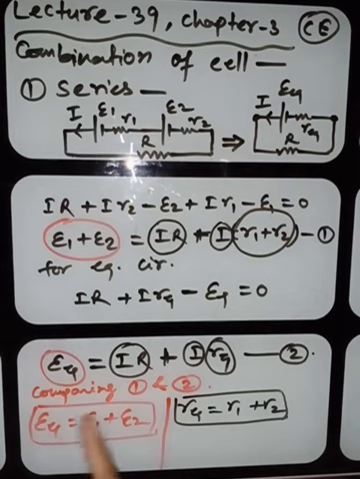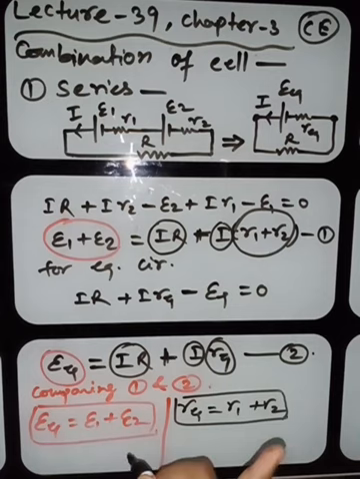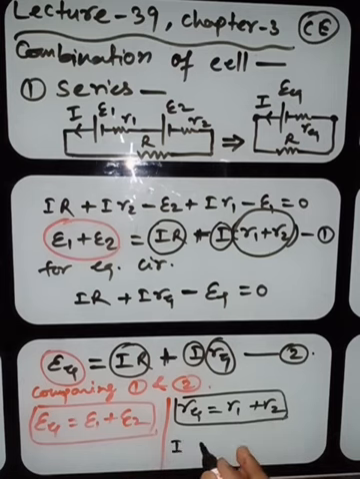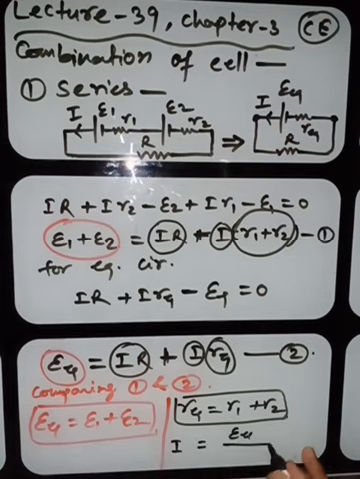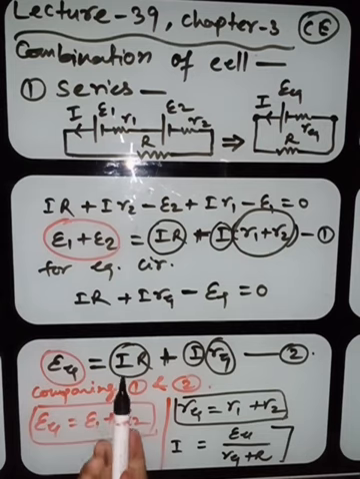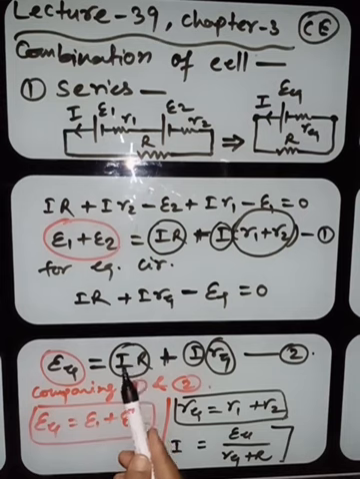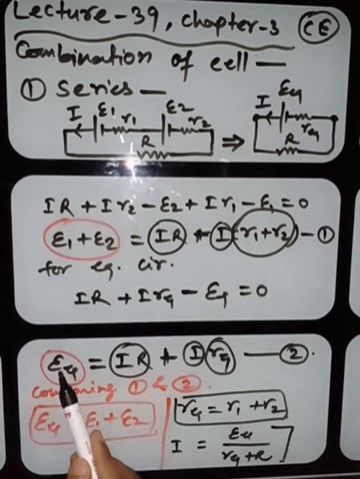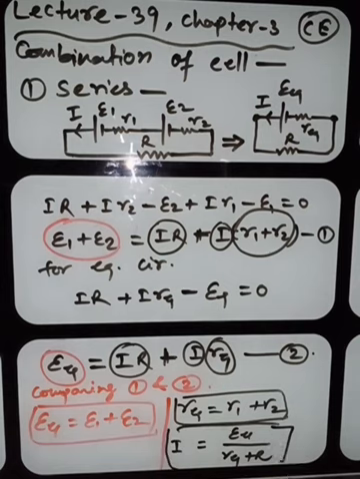If n number of cells you connect, you will find E equivalent equals E1 plus E2 plus and so on. Okay, my dear student. Now, could you find the current also? Yes, we can find the current. What will be the current? The current will be E equivalent divided by R plus R equivalent. I is common, so R plus R equivalent, so E equivalent divided by R plus R equivalent is the current. So in this way you can find the current and all the things in series combination, my dear student.